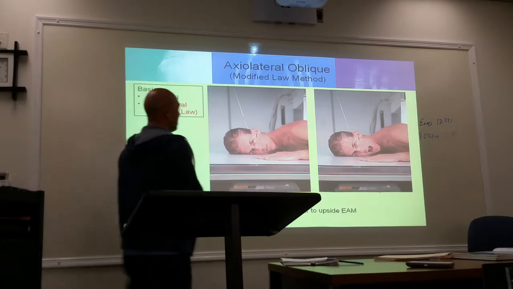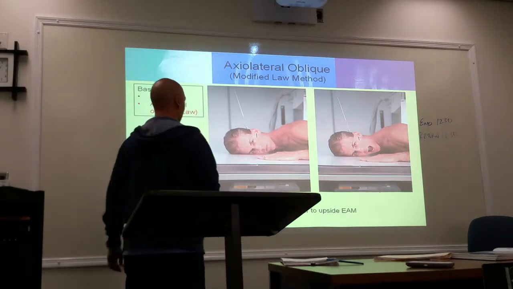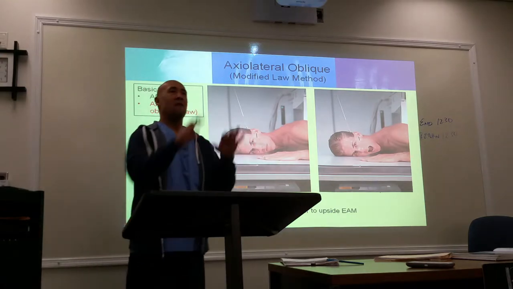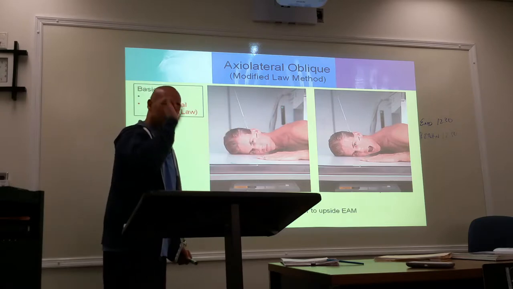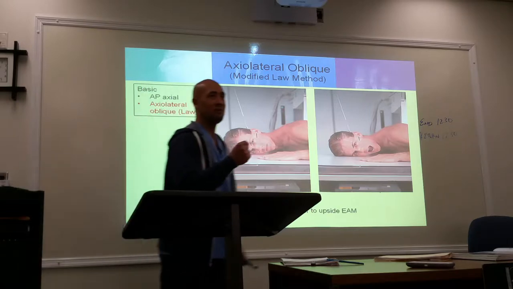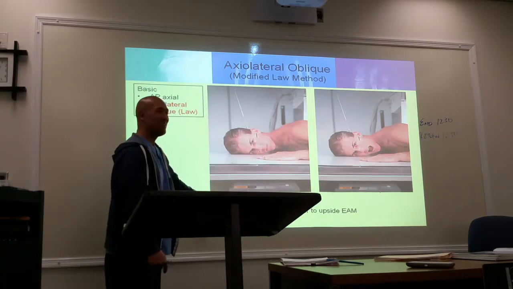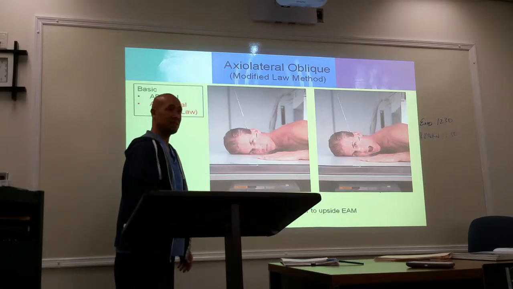All right. So the axial lateral oblique. Patient is in a true lateral position. You start off in a true lateral position, putting their mid-sagittal plane parallel with the image receptor. From there, you're going to turn their head towards the affected side just a little bit. Just a skosh. Or a smidge. So 15 degrees towards the affected side.